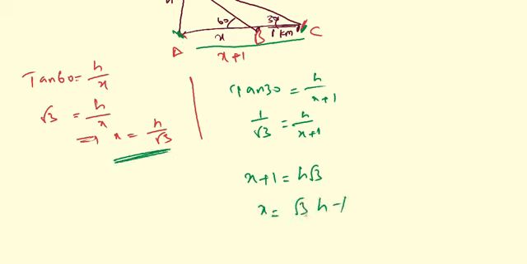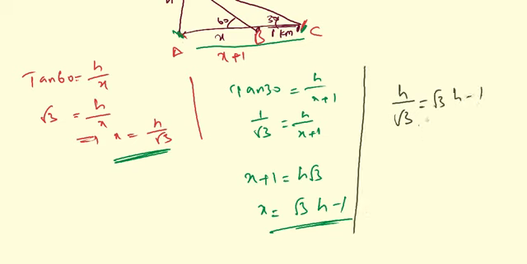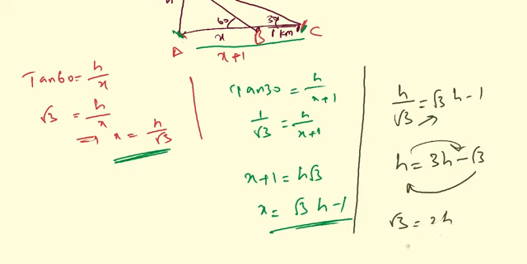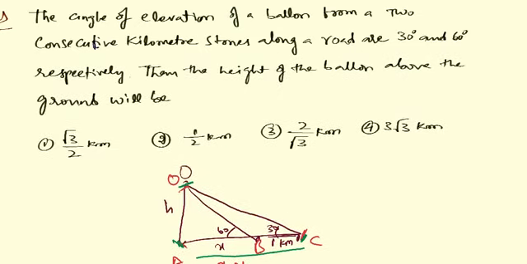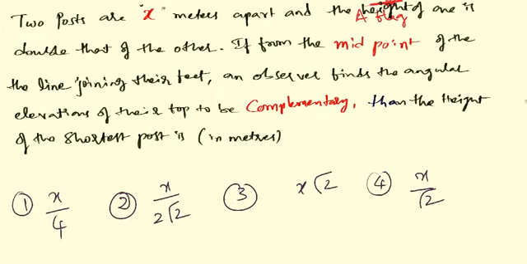Here you got the value of x, here you got the value of x, equate them, so that you will be getting the answer. That is h by root 3 is equal to root 3 h minus 1. Cross multiply, so that h is equal to 3h minus root 3. So bring this here and take this here, so that root 3 is equal to 2h. So root 3 by 2 is equal to h. So this is the height of the balloon flying, friends. This is how you solve the problem. Go to the next problem.